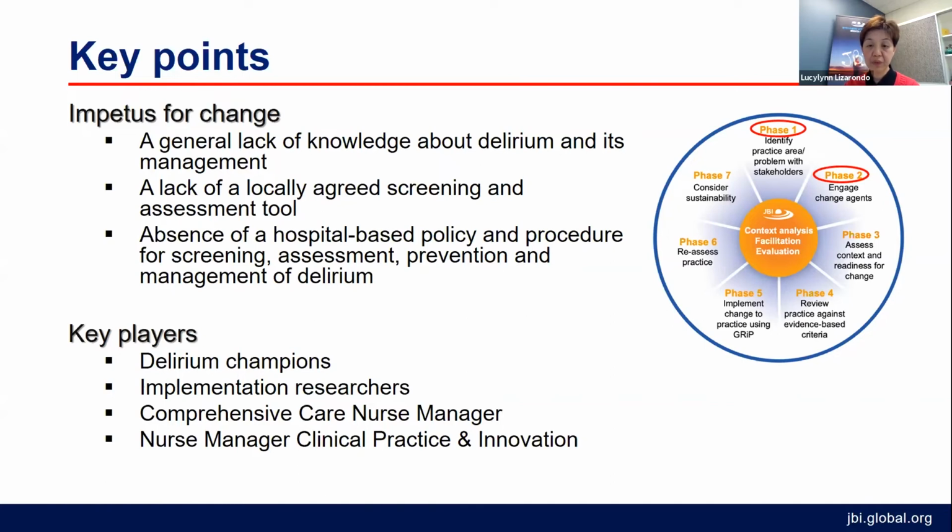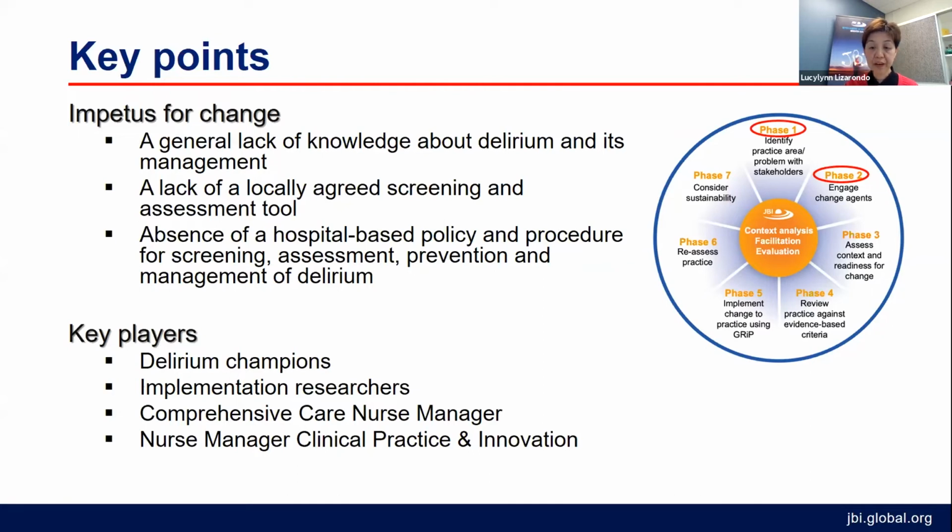For phase 2, engaging change agents, right from the start there was strong leadership support from their executive team. The nursing unit managers were also actively engaged, and they agreed to ensure protected time for staff leading the projects. There was also a call for expressions of interest from registered nurses who had a strong interest in delirium care and were interested in acting as change agents for each participating ward. They were to be the delirium champions.